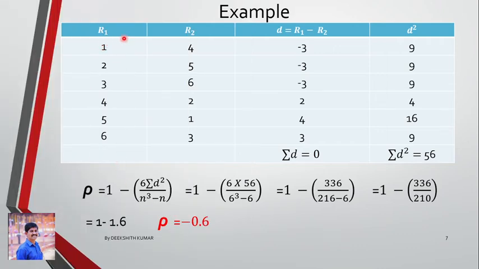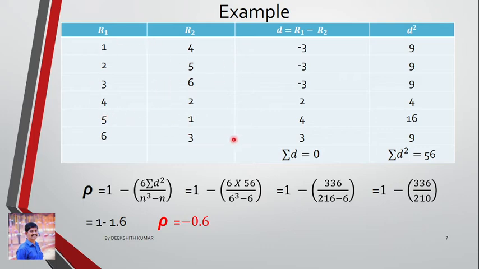See, there are 2 types of ranks. R1 is the rank of the first variable and R2 is the rank of the second variable. The rank of the first variable is like this: 1, 2, 3, 4, 5, 6. The total is 6 values, so 6 ranks are assigned here. In the case of the second variable R2, ranks are assigned in a different manner, that is 4, 5, 6, 2, 1, 3. So the ranks of the 2 variables are given here.